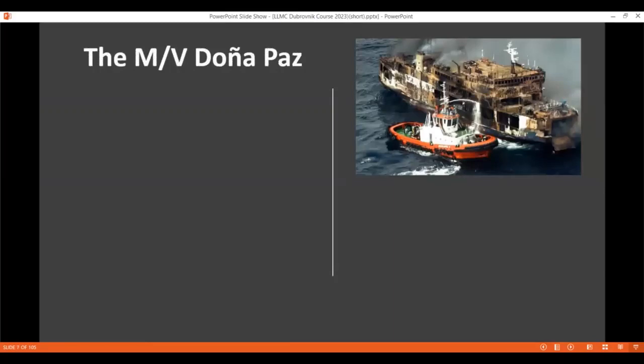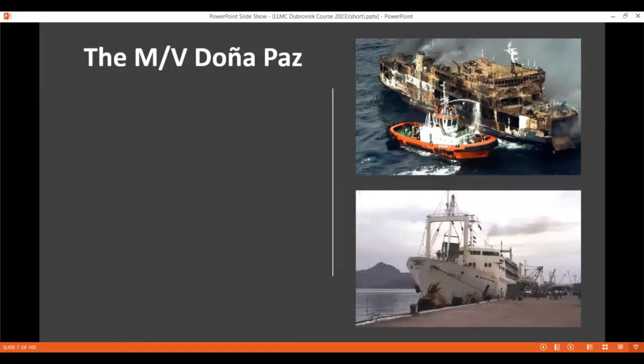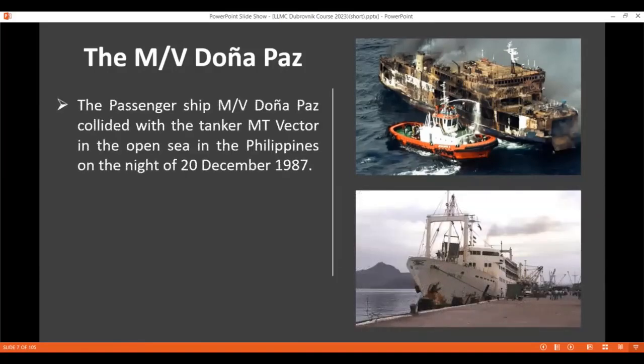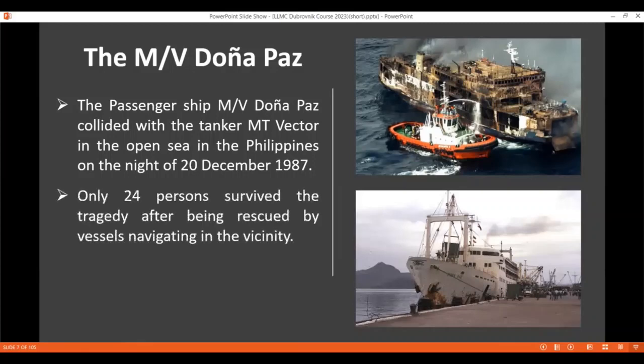And once I thought it was a nightmare scenario, impossible to occur, I came across the case of the Doña Paz. I'm not sure if you're familiar with it, but the Doña Paz was a passenger ship that collided with a tanker called the Empty Vector off the coast of the Philippines 5 days before Christmas in 1987. Only 24 persons survived the tragedy, being rescued by vessels in the vicinity.